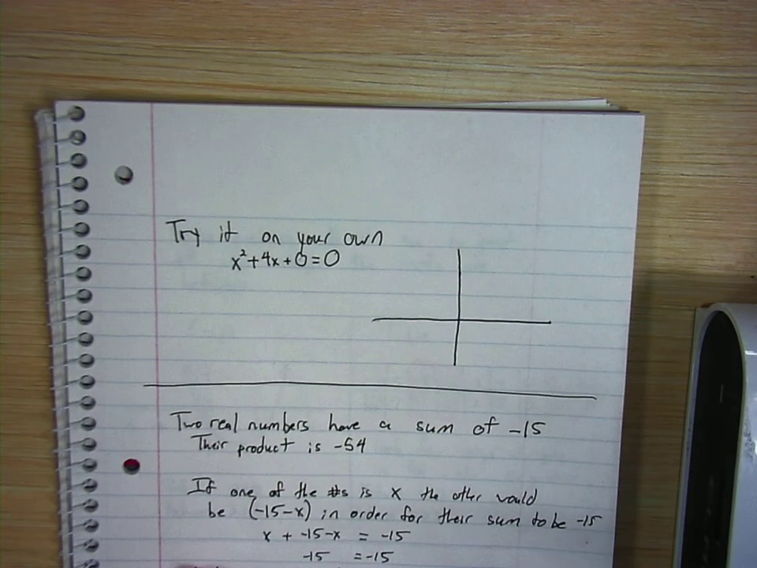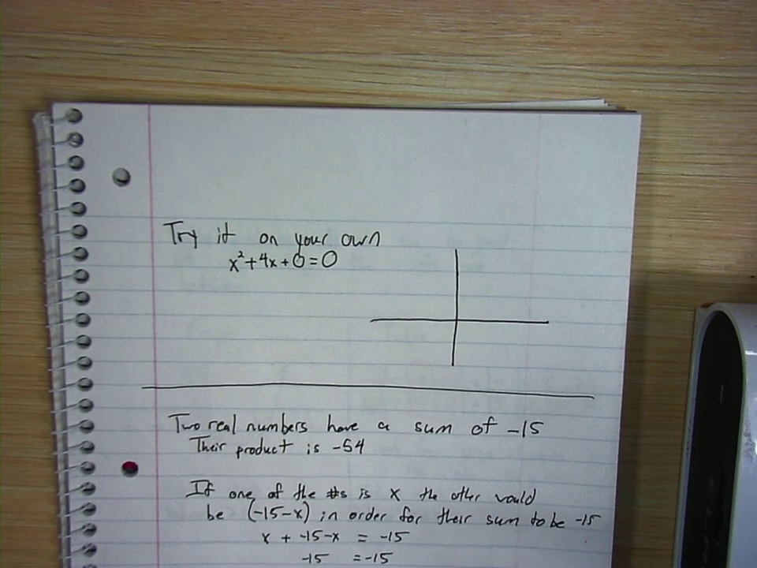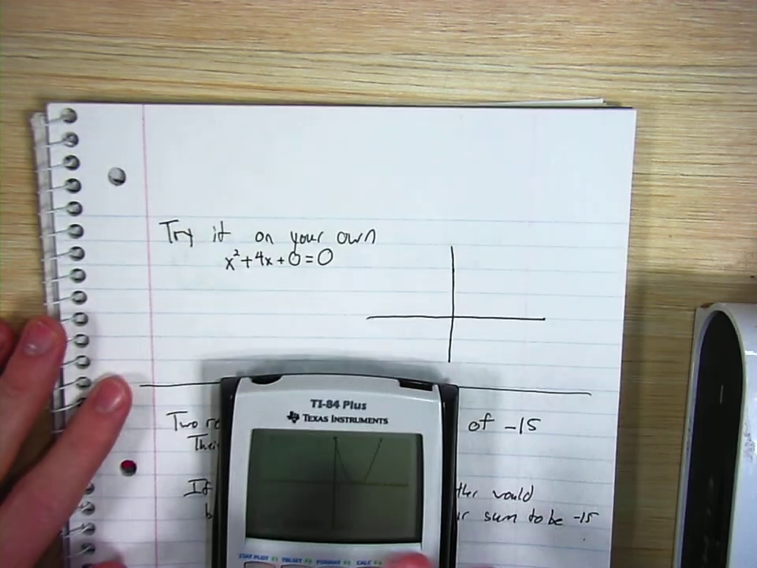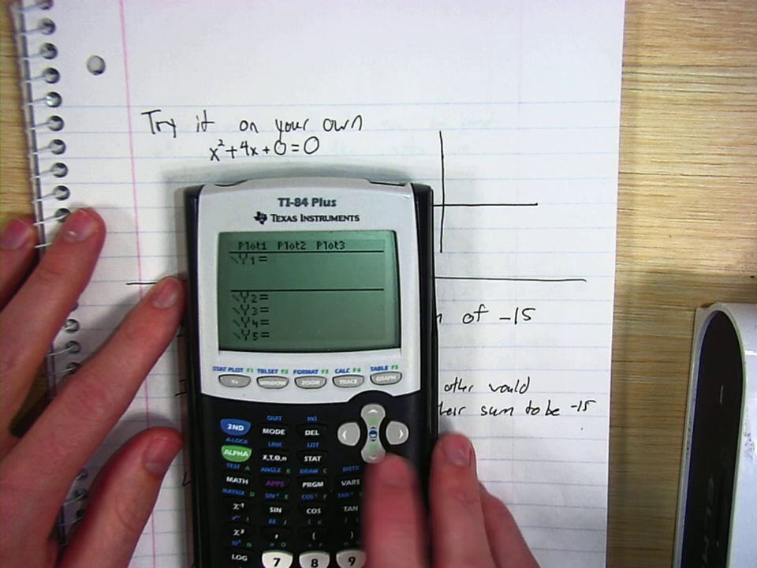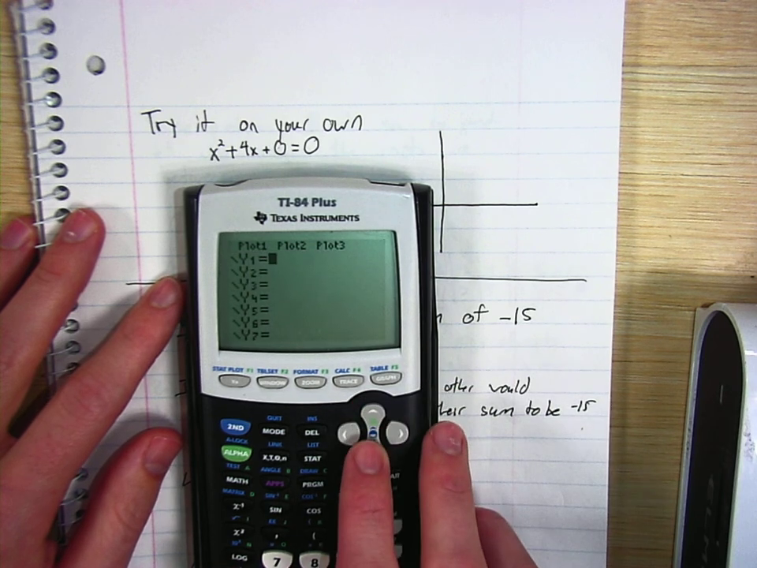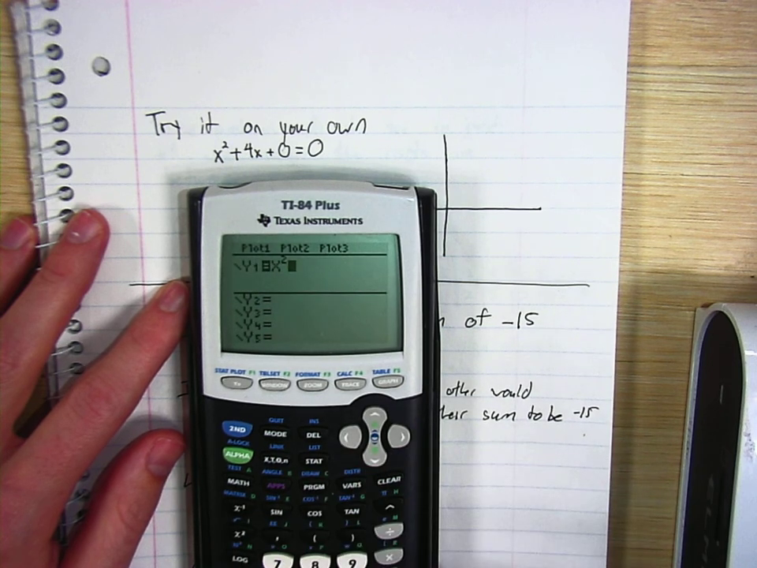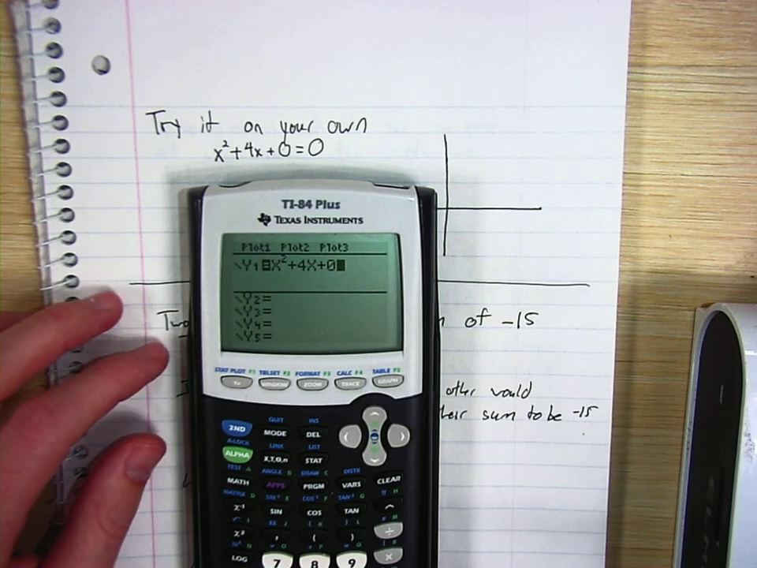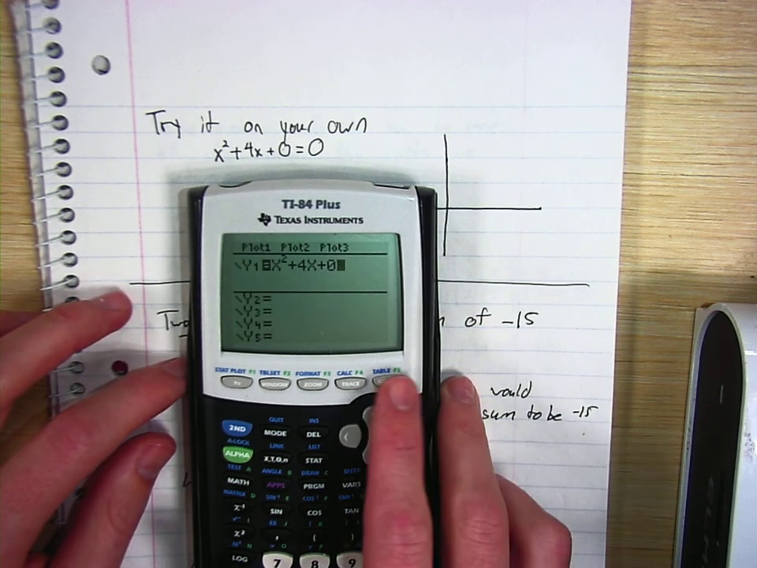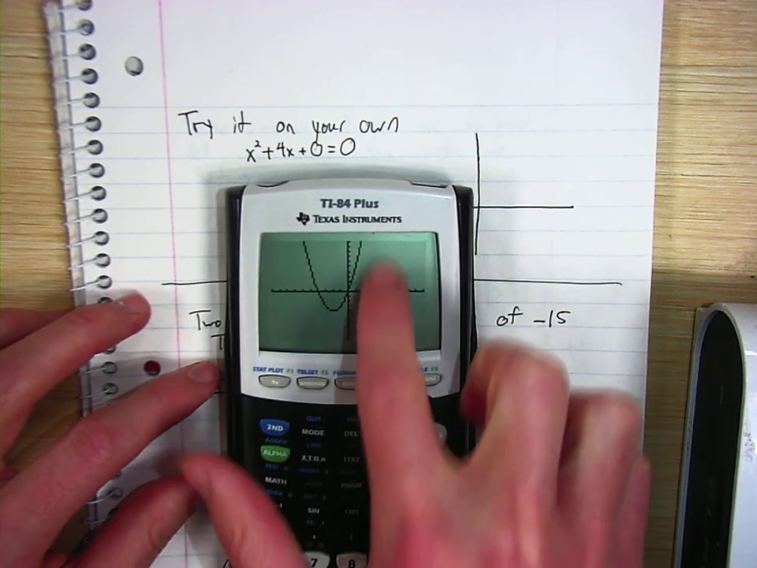Why don't you hit pause here and try that on your own. Okay, let's see how we would do this. Type that into your y equals. I usually just hit clear instead of trying to type over. So here we are, y1 equals x squared plus 4x. You don't need the plus 0, but we'll put it in because the problem gave it to us. And graph. This one looks like it's going to have 2 solutions.